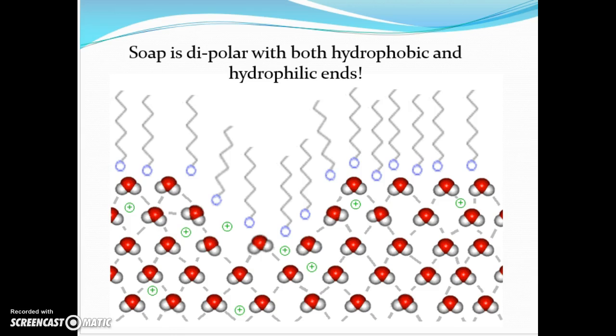Soap is something that is dipolar. It's kind of interesting. Soap is both hydrophobic and hydrophilic. It has a hydrophilic end, which is attracted to the water, and it has a hydrophobic tail, which is not. Because of that, it's able to cut through and break apart the hydrogen bonds in water. That's how soap works, by breaking apart the hydrogen bonds in water. It separates those out and breaks surface tension.